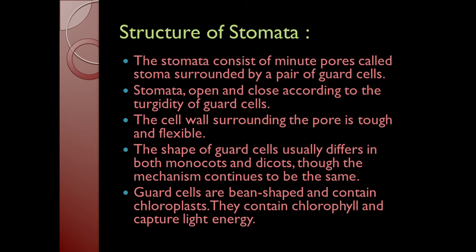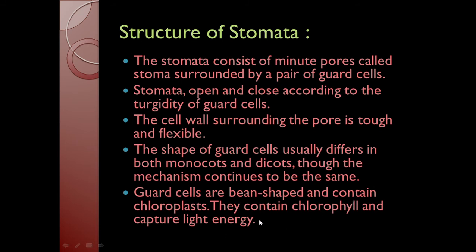Now let us discuss the structure of stomata. The stomata consist of minute pores called stoma. The stoma are surrounded by a pair of guard cells. Stomata open and close according to the turgidity of the guard cells. The cell wall surrounding the pore is tough and flexible. The shape of guard cells usually differs in monocots and dicots, though the mechanism continues to be the same. The guard cells are bean shaped and they contain chloroplasts.